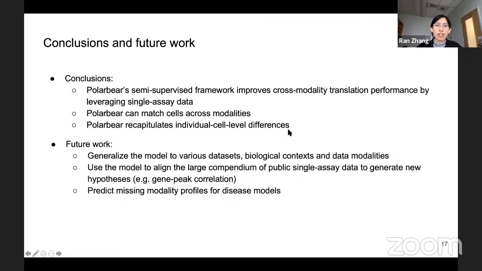For the future work, we can generalize this model to various datasets, biological contexts, and data modalities. And also, given there is a large compendium of public single assay data, we can adapt this model to align those available single assay data out there so that we could map them and generate interesting new hypotheses, for example, gene peak correlation. And finally, I think it would be nice to apply Polar Bear's framework to make predictions on some disease models with the hope that we could gain more complete insight into disease etiology.